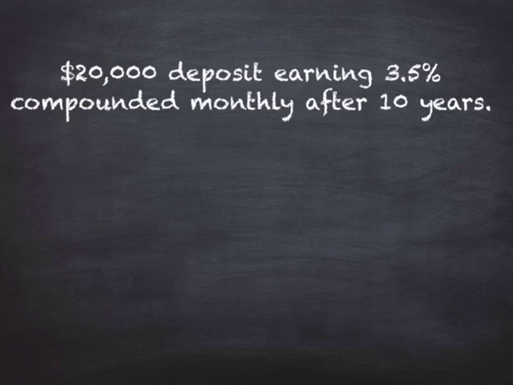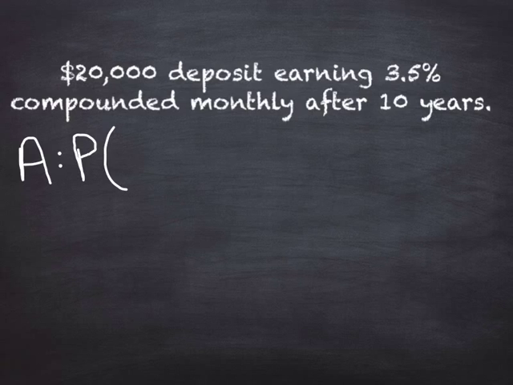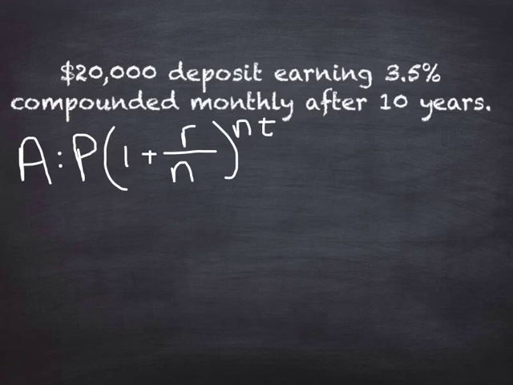So let's go ahead and solve a problem. $20,000 deposit earning 3.5% compounded monthly after 10 years. So our equation is A, or the total final balance, equals P, the principal amount, times 1 plus our interest rate divided by the number of times compounded, raised to the number of times compounded times the number of years.